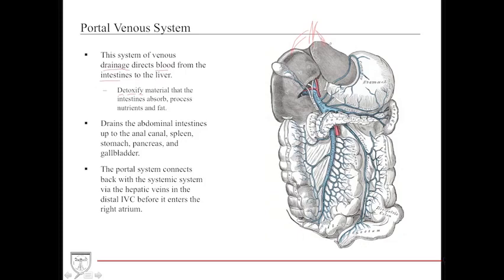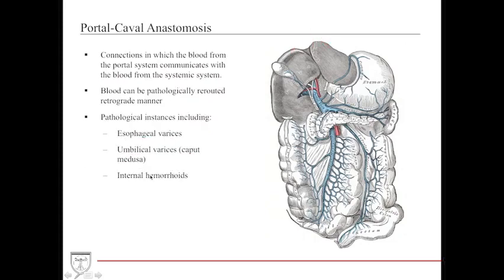So the portal venous system receives blood from the abdominal intestines, from the lower esophagus all the way to the anal canal, the spleen, stomach, pancreas, gallbladder, as well as other associated accessory abdominal organs. In discussing the portal system and the IVC system, it's important to understand that there is a communication between the two. It's called the portal-caval anastomosis. This is where the systemic system, pretty much anything that's associated with the IVC, and the portal system will communicate with one another.